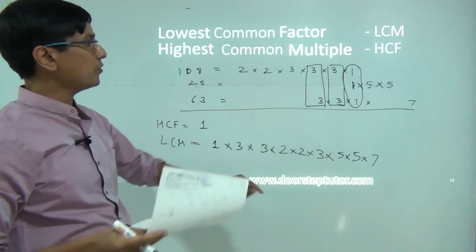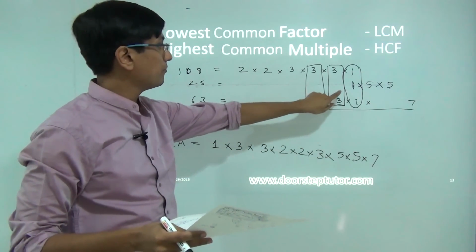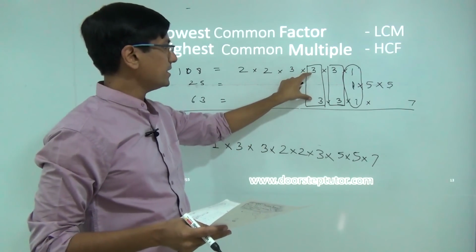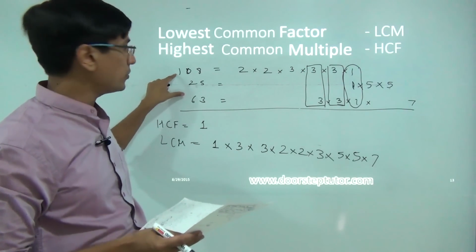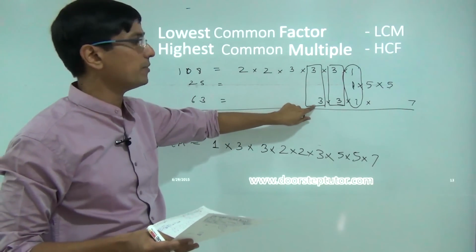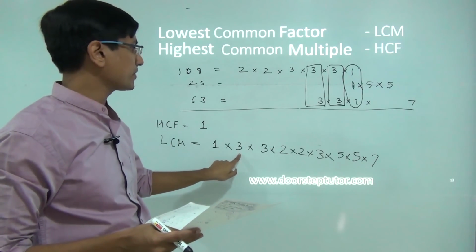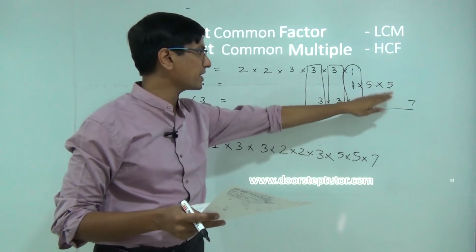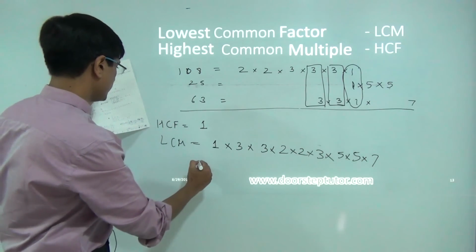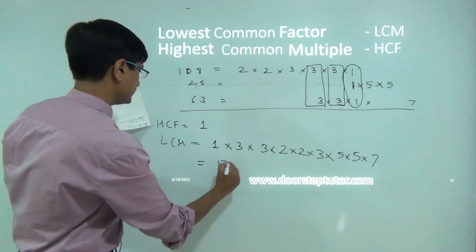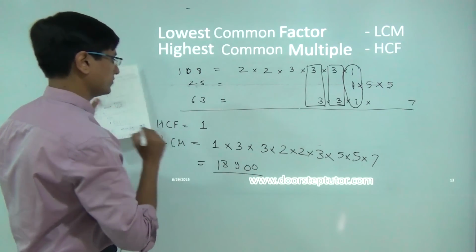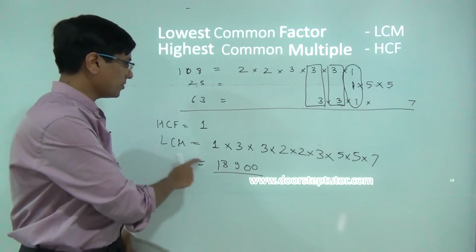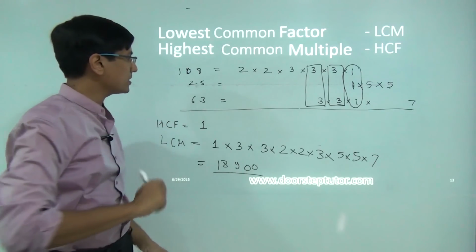Okay. So if you look at it closely, 1 I have picked only once. It is common between these three. Again, 3 is common between only these two, between 108 and 63. But I have picked it only once. This common 3, again I have picked it only once, and then I have written the rest of the factors as they are. And this comes out to be the LCM, or least common multiple, of these three numbers.